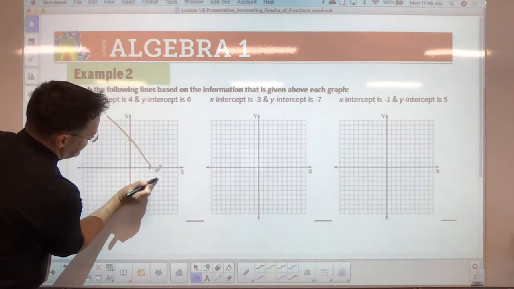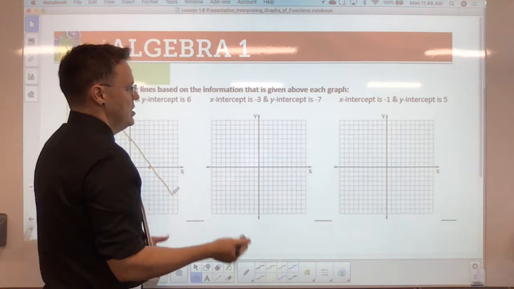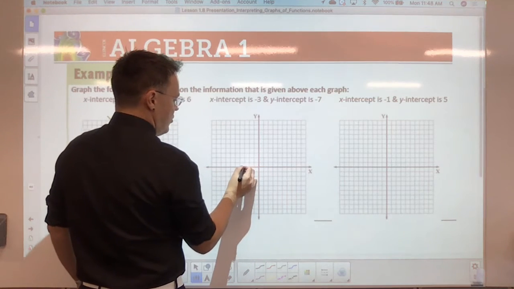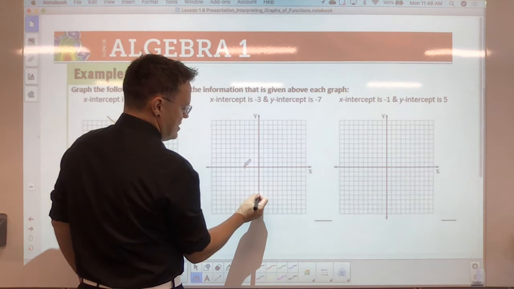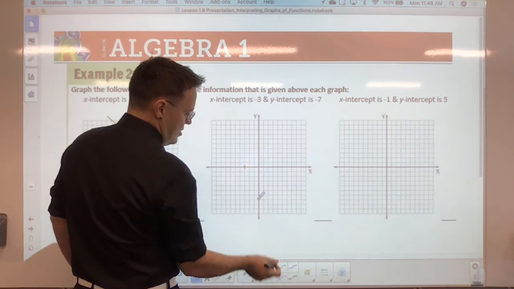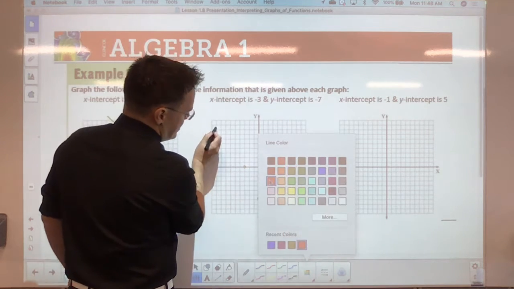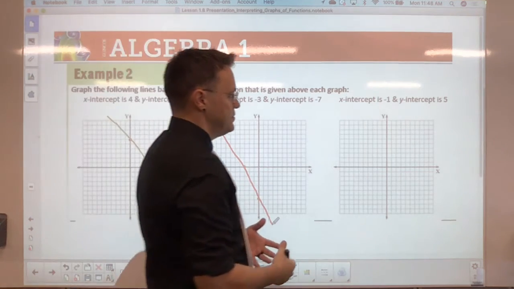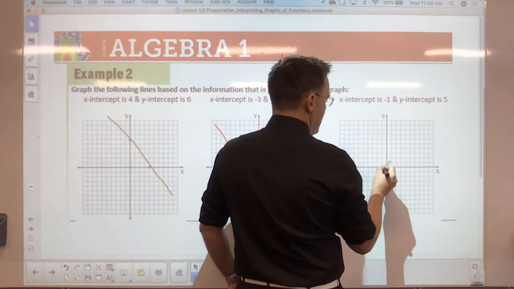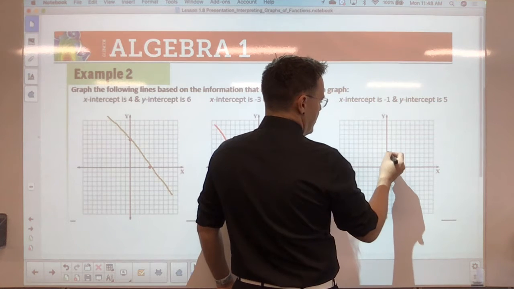Simple as that, nothing too difficult. X is -3, 1, 2, 3. Y is -7, 1, 2, 3, 4, 5, 6, 7. Then you would connect the dots. I'm not the best at drawing straight lines, but you get the gist. X is -1, and y is 5, 1, 2, 3, 4.